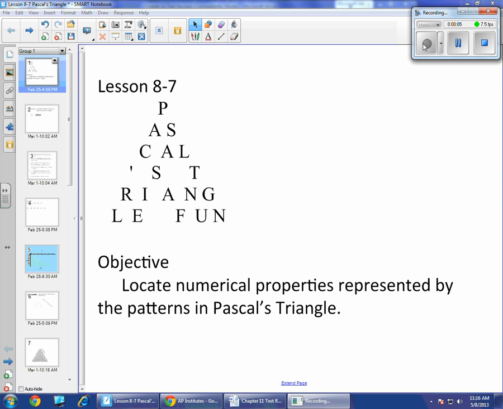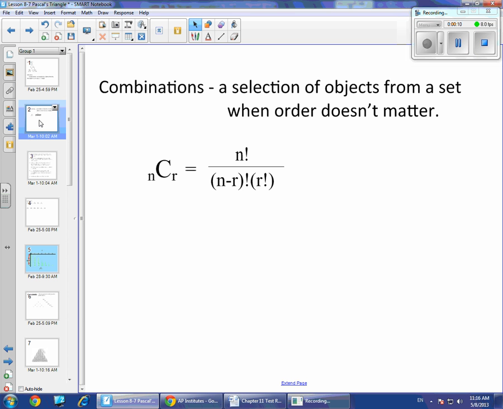Now, before we get into Pascal's Triangle, one thing we have to review real quick are combinations. And combinations are just a selection of objects from a set when order doesn't matter. And they had this formula. So remember, n represented the total number of objects, and r represented how many we were choosing to put into a group.